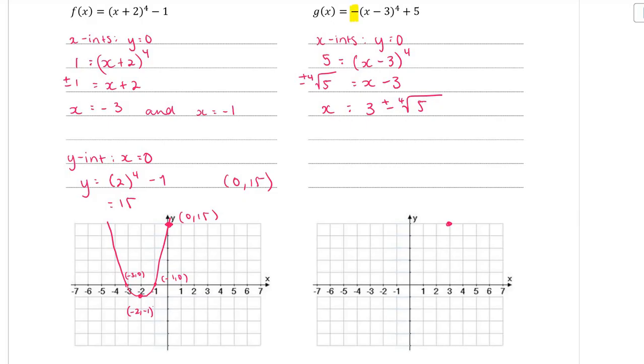Now, because of this negative here, we can see that it would be reflected in the x-axis. The 4th root of 5 is about 1.5 almost. So we're going to have one x-intercept passing through at about 4.5, and another one passing through at about 1.5 there. So this one here would be my 3 plus the 4th root of 5, and this one's going to be 3 minus the 4th root of 5. And then our y-intercept is going to be way down, with our turning point here at (3, 5).